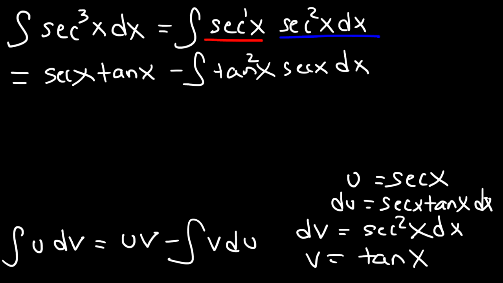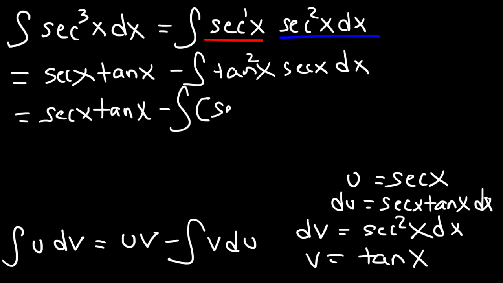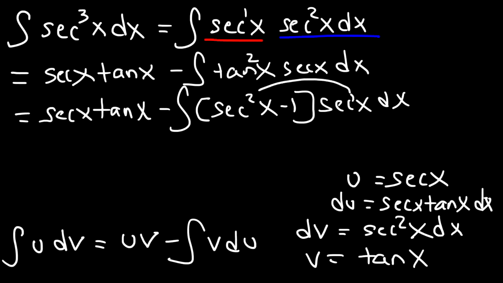So what do you think we need to do at this point? You need to know that tangent squared is secant squared minus 1. So let's replace tangent squared with that. And then let's distribute secant to secant squared minus 1. And we're going to split the integral into two separate integrals.